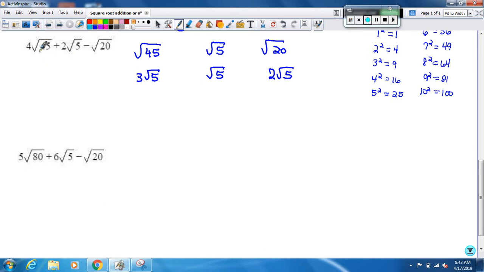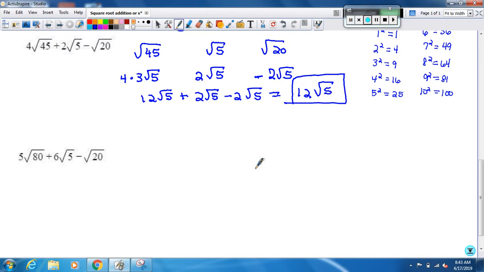Check the front of the original. The first one had a 4. The second one had a 2. The third one had a negative sign, so that's like a negative 1. So we've got 12 square root of 5, a positive 2 square root of 5, and a negative 2 square root of 5. So the total square root of 5, 12 plus 2 is 14, take away 2 is 12. It's 12 square root of 5. So as you can see, if you've written down your previous work, once you get a radical simplified, you could just use it.